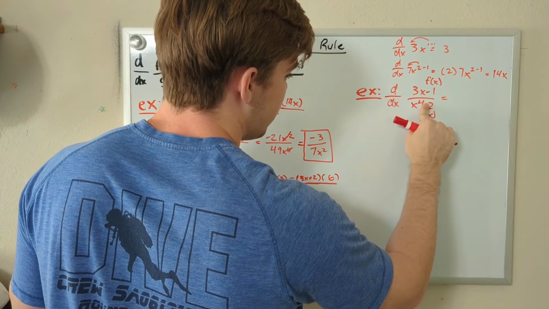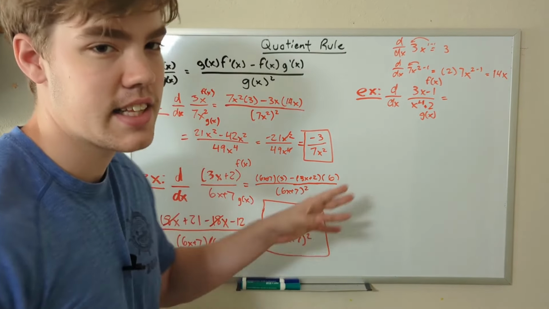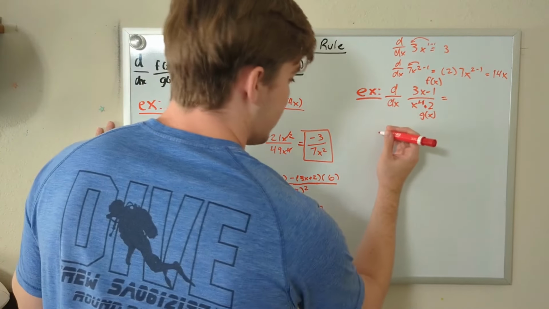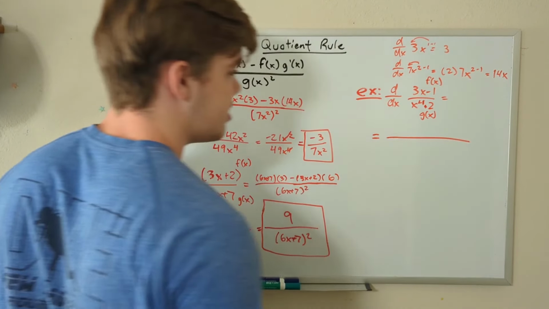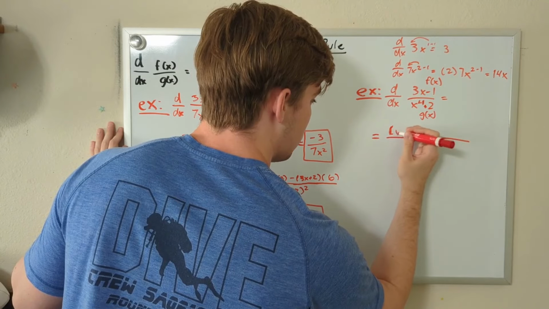Wow, I wrote that very poorly. Hold on. X to the 4th plus 2. They kind of got combined. I think that looks a little better. So let's plug that into our quotient rule formula. This is now equal to, big old division sign, g of x is just x to the 4th plus 2.